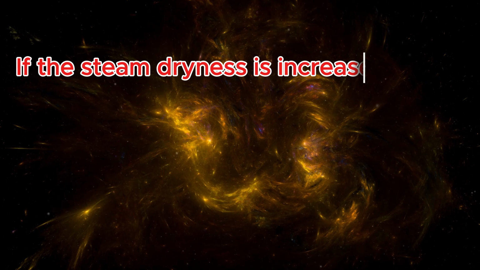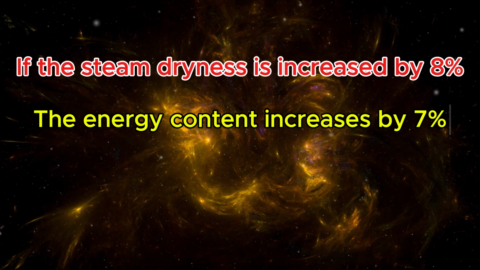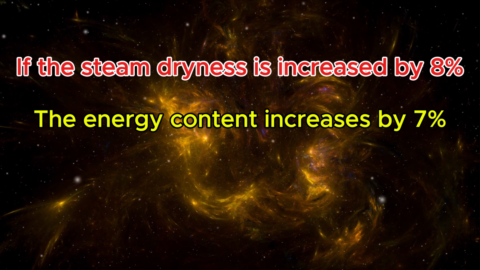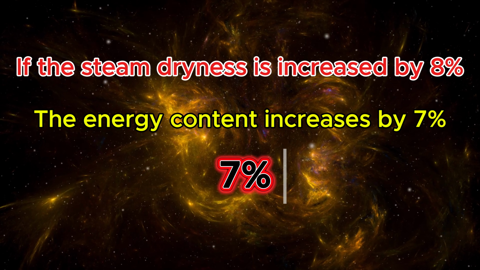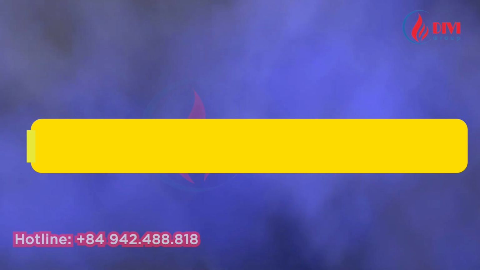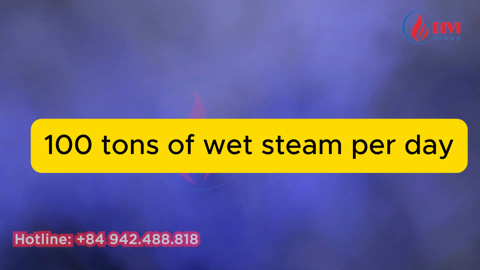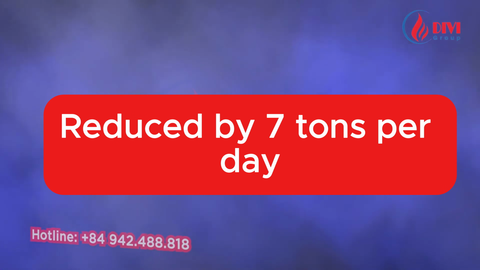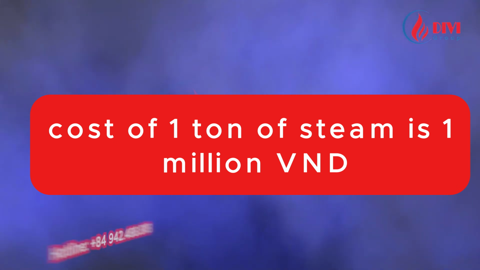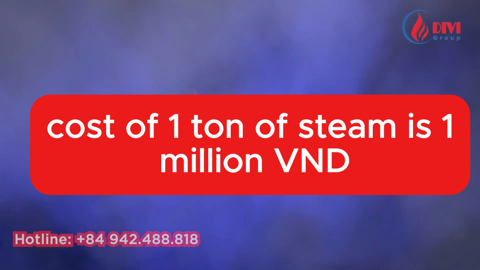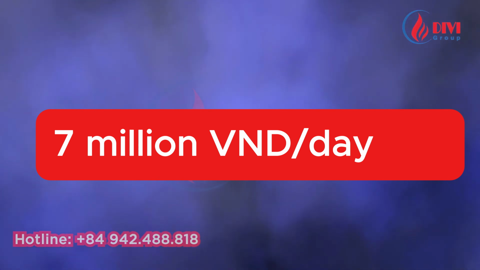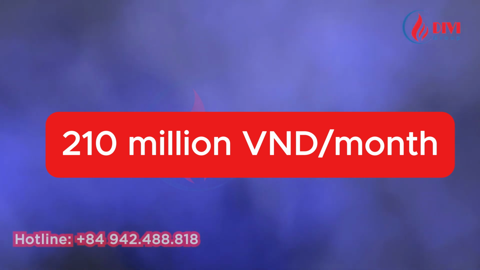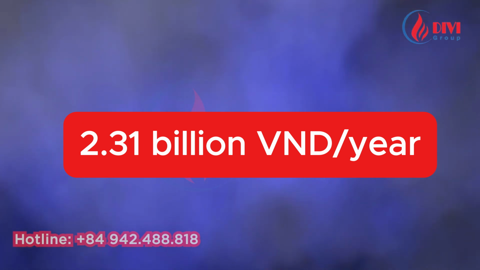If the steam dryness is increased by 8%, the energy content increases by 7%, as we calculated earlier. This means that the amount of steam consumed will be reduced by 7%. If a factory uses 100 tons of wet steam per day, after increasing the steam dryness by 8%, the steam consumption will be reduced by 7 tons per day. If the production cost of 1 ton of steam is 1 million Vietnamese dong, the daily saving is 7 million Vietnamese dong, the monthly saving is 210 million Vietnamese dong, and the yearly saving is 2.31 billion Vietnamese dong.